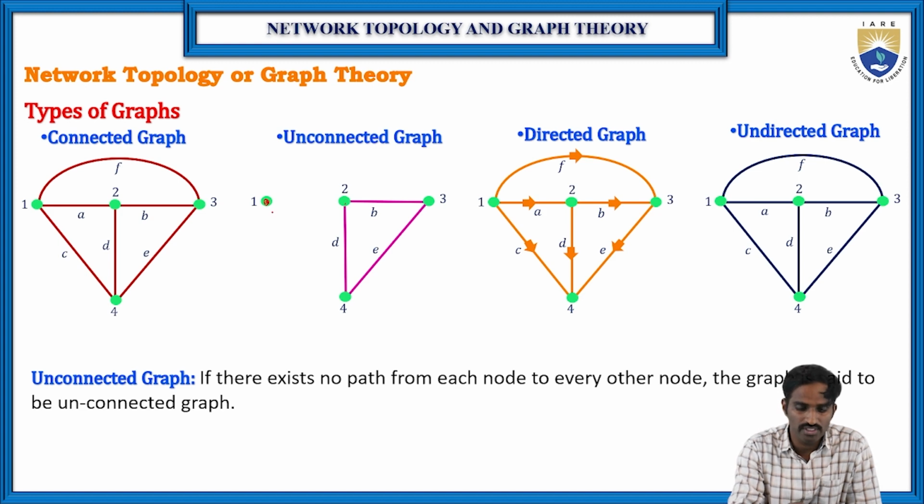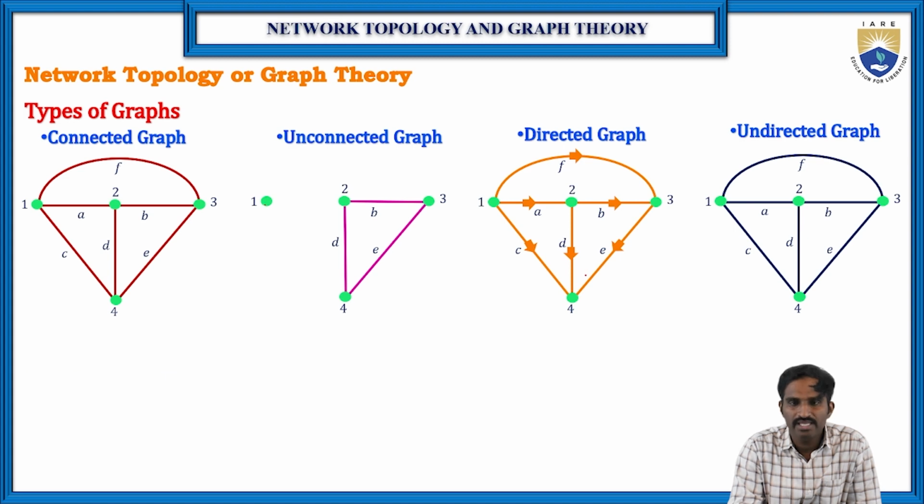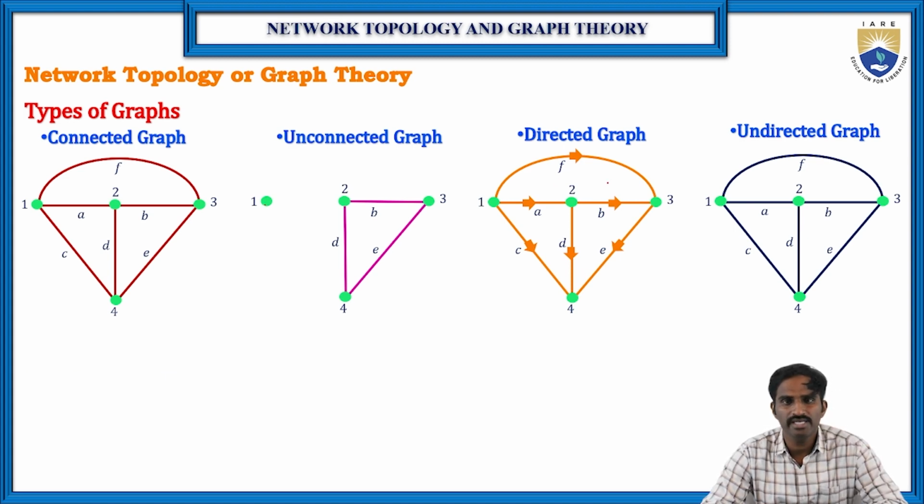I mean, from node 3 there is no path to node 1. So that's why this is an unconnected graph. Okay, then coming to the directed graph.